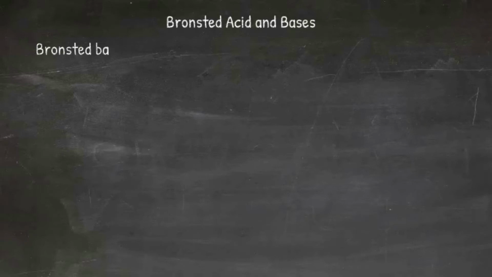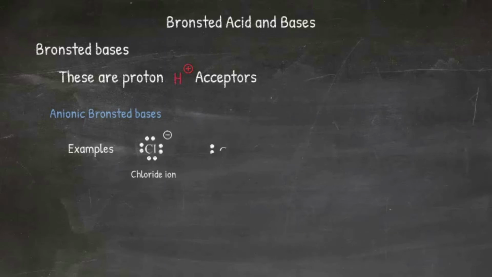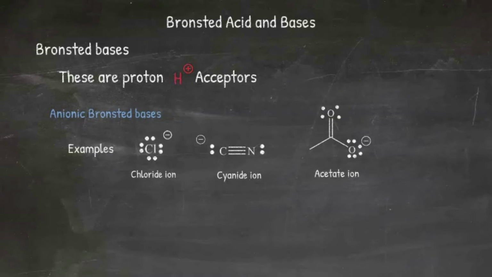Bronsted bases. These are proton acceptors. There are two types of Bronsted bases: anionic or neutral. Here are some examples of the anionic Bronsted bases: the chloride ion, the cyanide ion, the acetate ion. Notice that these Bronsted bases are negatively charged and require a countercation or H+ ion to become a neutral molecule.